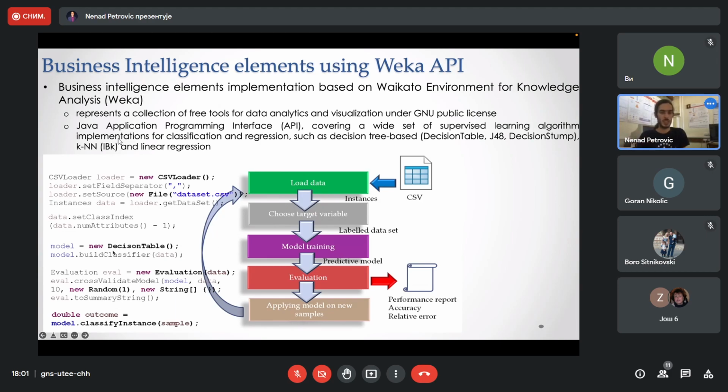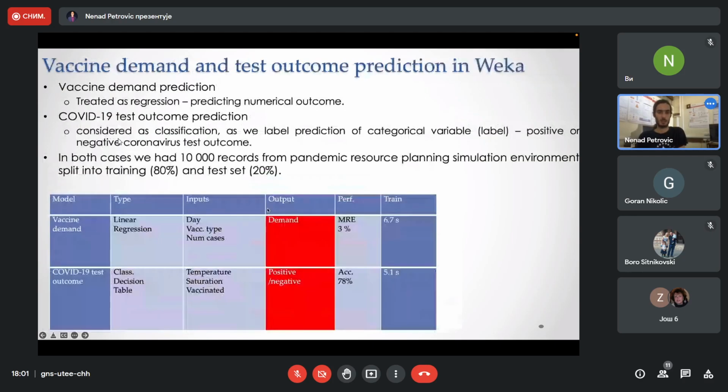We perform the training for a particular model. We can use, for example, decision table or decision tree or KNN for classification, or linear regression for numerical outcome, which is not categorical. Once we finish training, we perform evaluation and see how well this algorithm performs. For classification, it can be accuracy, like a percentage of correctly classified examples. For regression, it's like mean relative error. We can then finally apply the model on previously unseen data once we have it trained and evaluated, and it can be leveraged by the business logic layer.